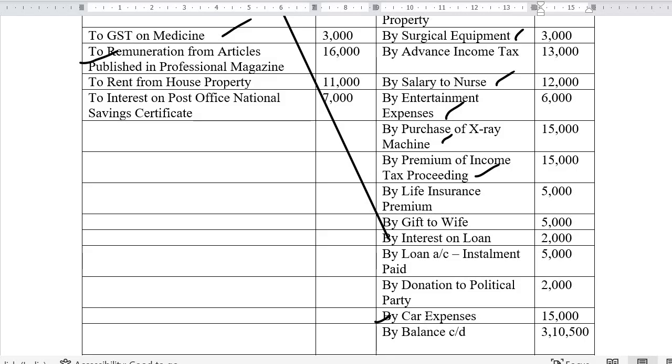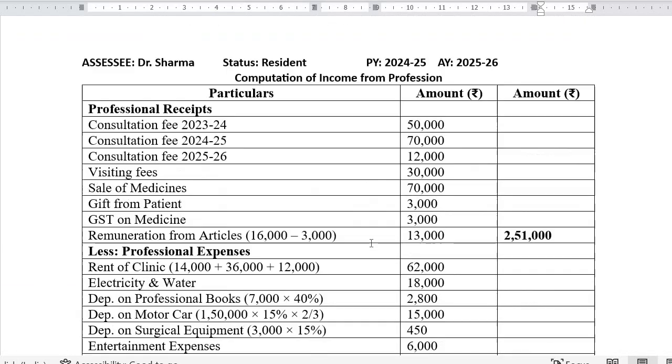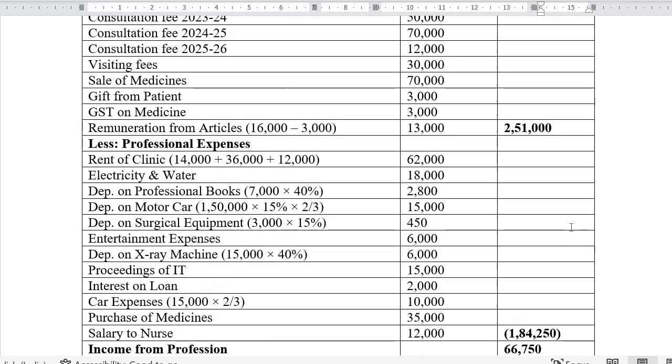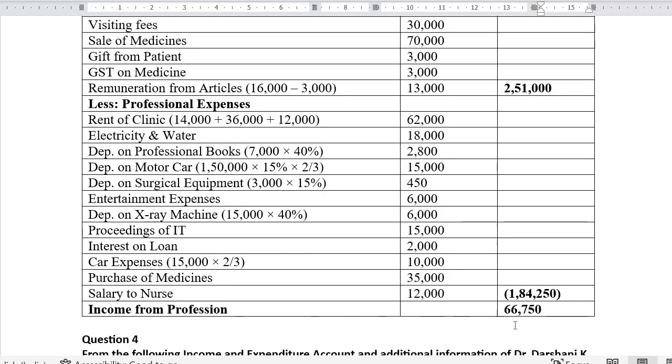Then come to the next, car expense. Car expense we already discussed, 2 by 3 we have to consider. So car expense 2 by 3 we have to consider. 15,000 into 2 by 3, 2,000. So all the professional expenses we added, and you got 1,84,250. So from 2,51,000, if you deduct 1,84,250, you get income from profession 66,750.